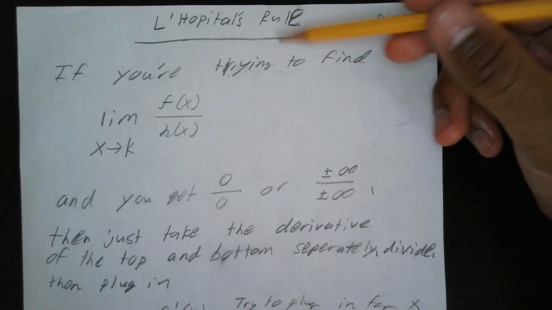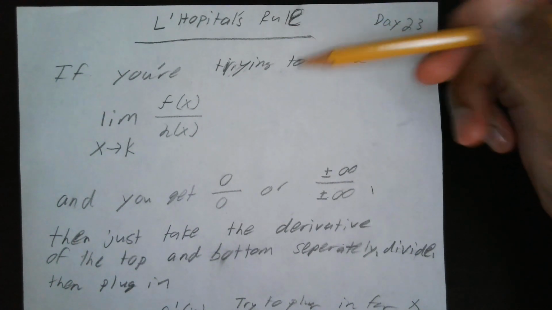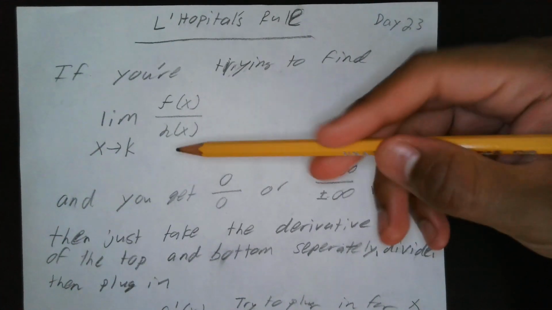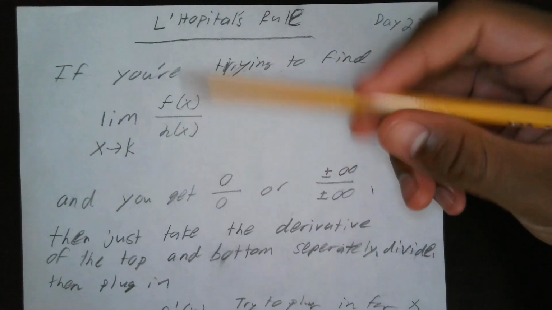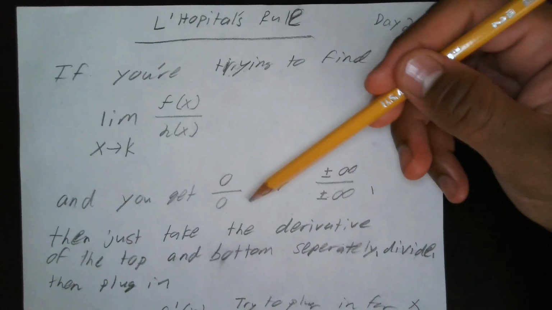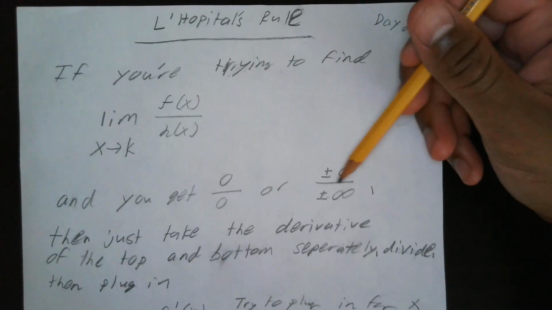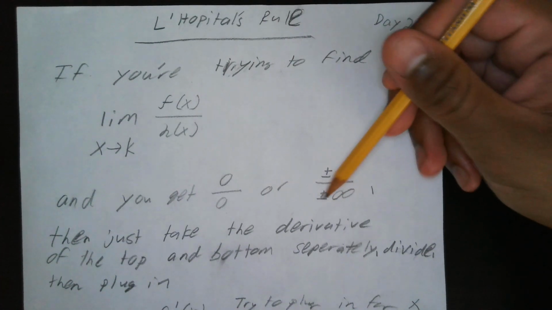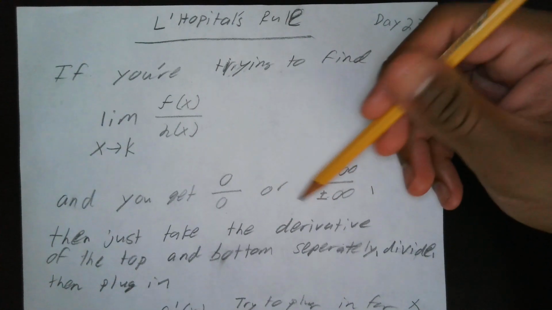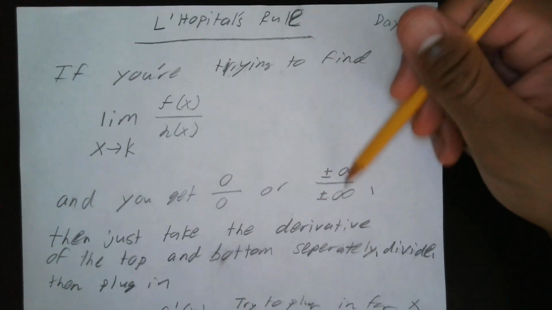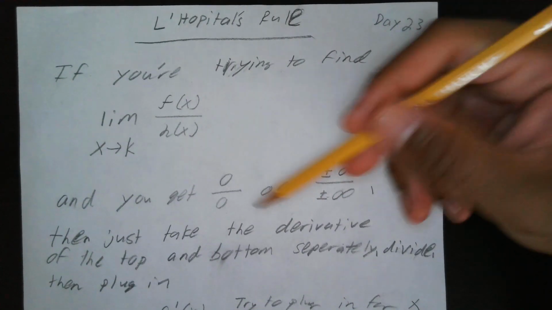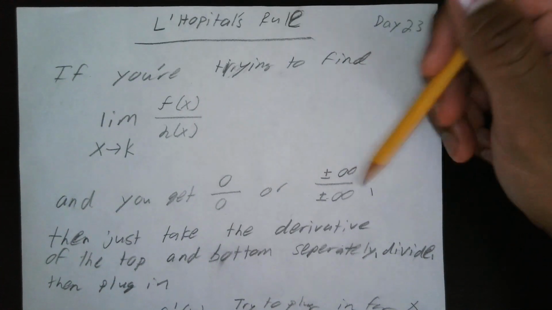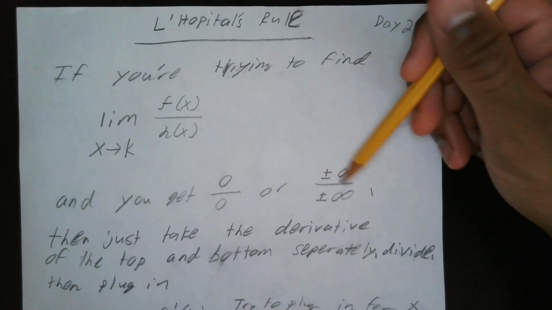Today, we're going to be going over L'Hopital's rule. Say that you're trying to find the limit as x approaches k of f of x over h of x, and you get 0 over 0, or you get plus or minus infinity over plus or minus infinity. It doesn't matter what the signs are so long as they're both infinity.